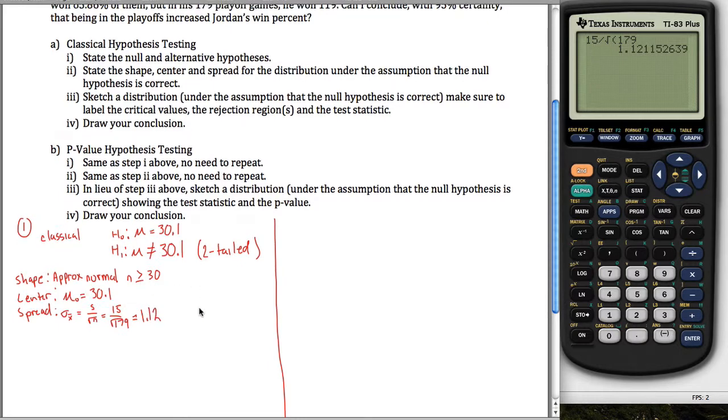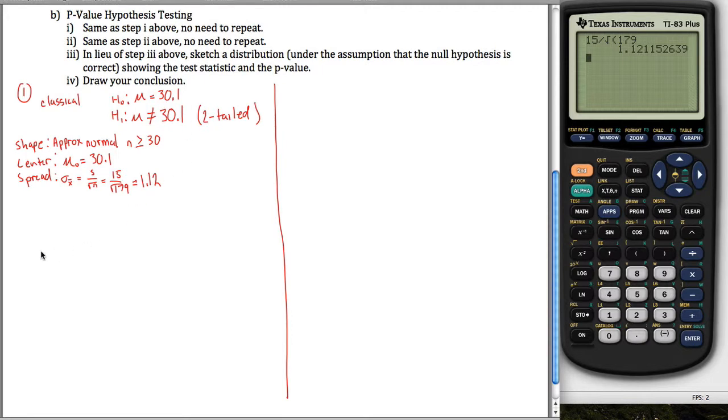Now we want to draw our picture. Looks like I got plenty of room here, so maybe I'll draw the picture. Well, conserve space. Draw it over here. So for our picture, we have this approximately normal distribution with center 30.1. I'm going to draw this down here so I can make it bigger. This is kind of a key part of the problem. That's better. There's an approximately normal distribution. The center is 30.1, as I was told up here. The spread is 1.12. You can mark off standard deviations if you want.